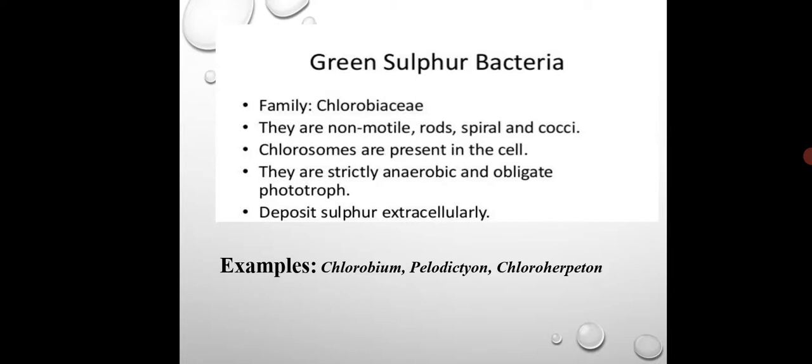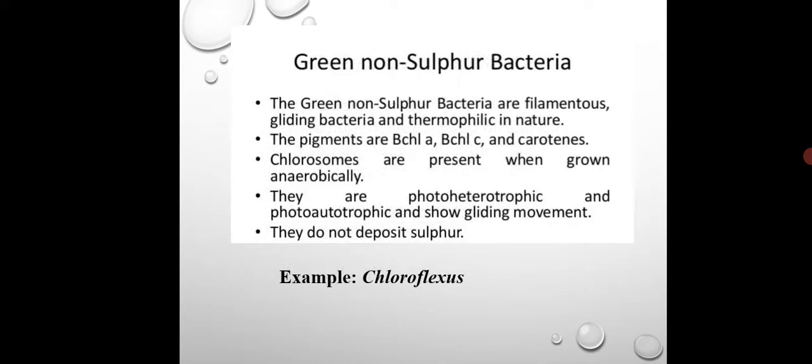So there is no involvement and evolvement of oxygen, hence it comes under anoxygenic photosynthesis. Purple bacteria and green bacteria are examples of anoxygenic photosynthesis. They deposit sulfur extracellularly. Examples of green sulfur bacteria are Chlorobium, Pelodictyon, and Chloroherpeton.